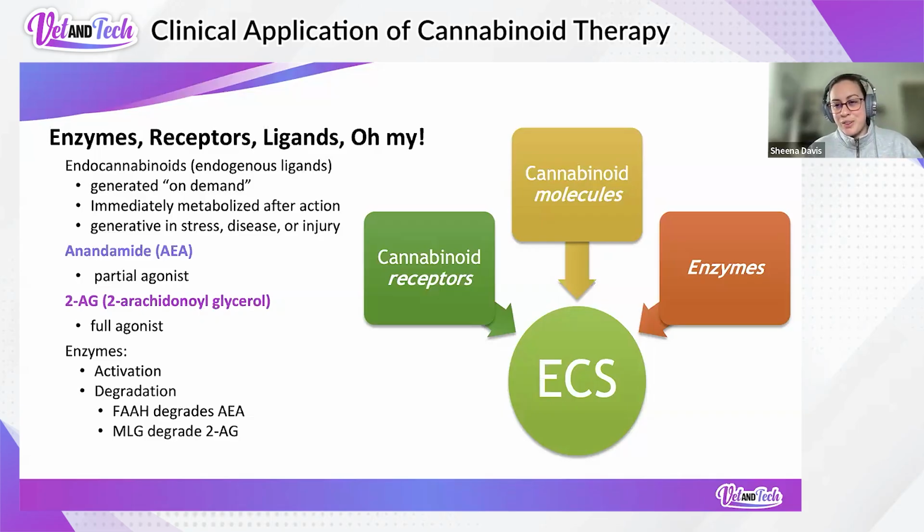I'm not going to butcher the name of the chemical compound for 2-AG, but these are the two most common ones, and they both play a role in turning on, turning off, and completing that retrograde feedback loop to say, message received, we got it, going forward. And the enzymes in charge of activating, like releasing these molecules, and then degrading them after they receive the message: FAAH is the one that degrades AEA, and for 2-AG, MLG is going to be the enzyme that breaks that one down.